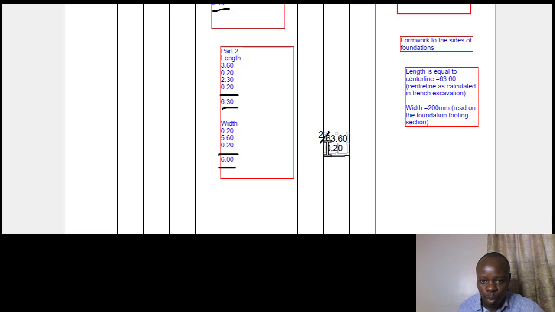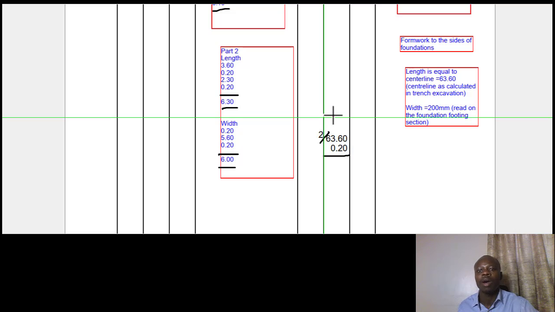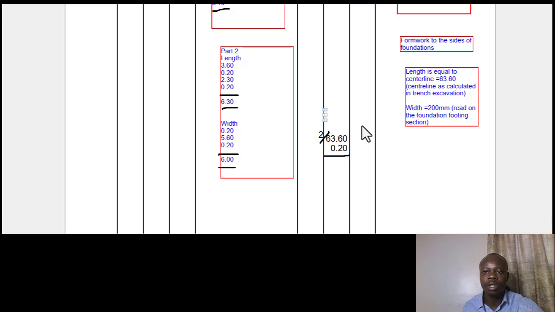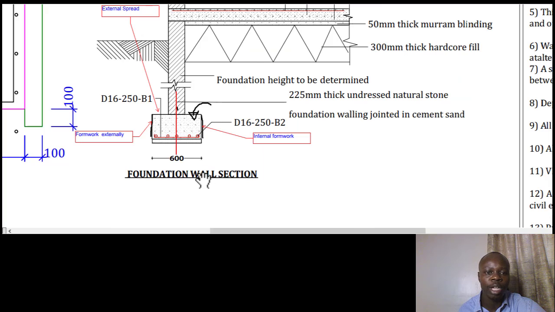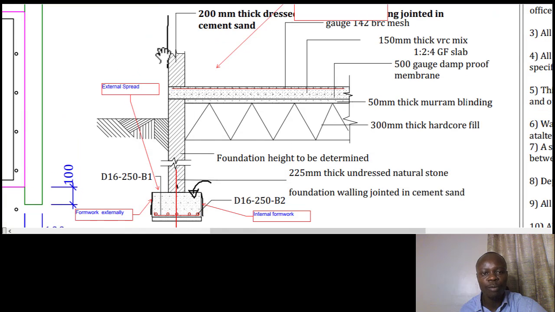So this is what we come to find in terms of our dimension for formwork to the sides of the foundations. That is basically the explanation that you can give. For any questions or more clarification, put them in the comment section, and that will be very good. But at the moment, that is what we can cover up to that point. And then we go to the next item where we have the formwork.